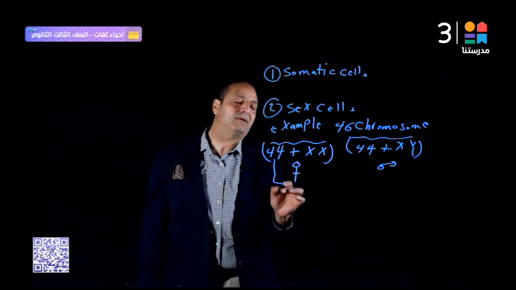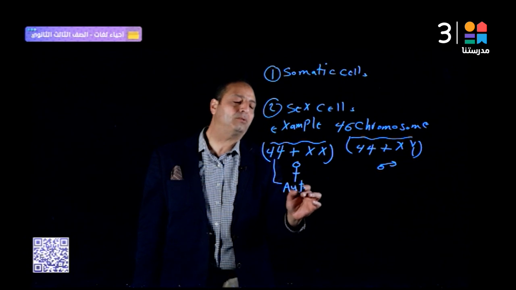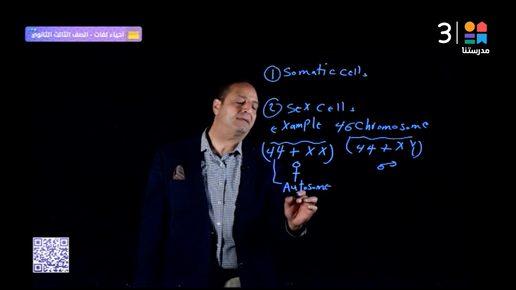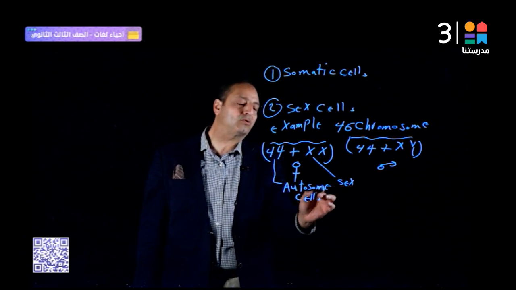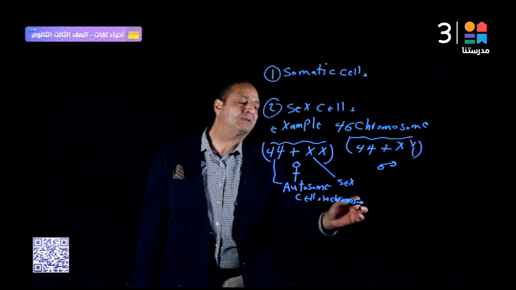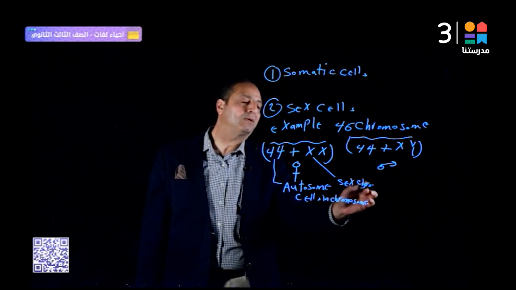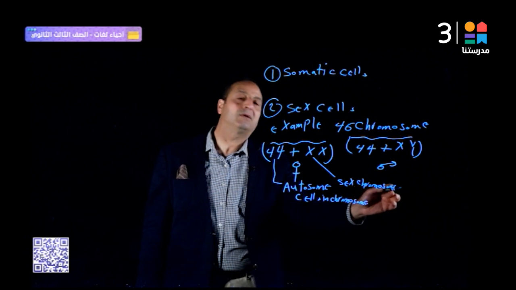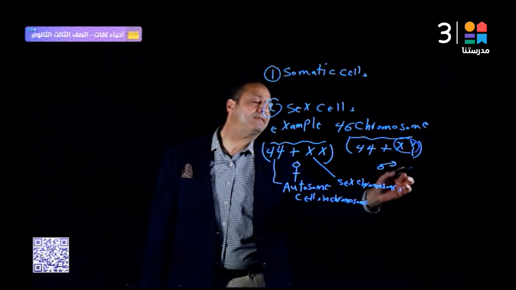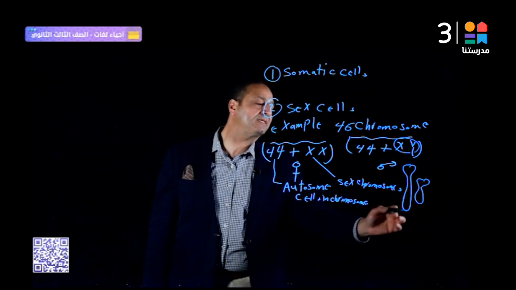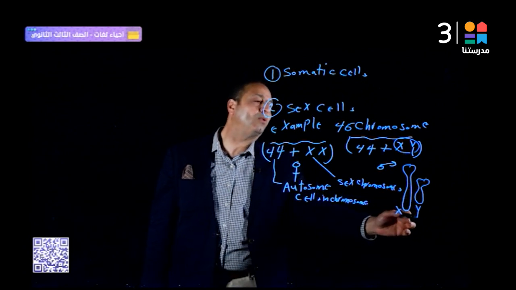This represents autosome cells, autosomal chromosomes. This is the sex chromosomes. Okay, that's right. In the male, this represents chromosome X, and this represents chromosome Y, which is shorter than chromosome X. Okay?